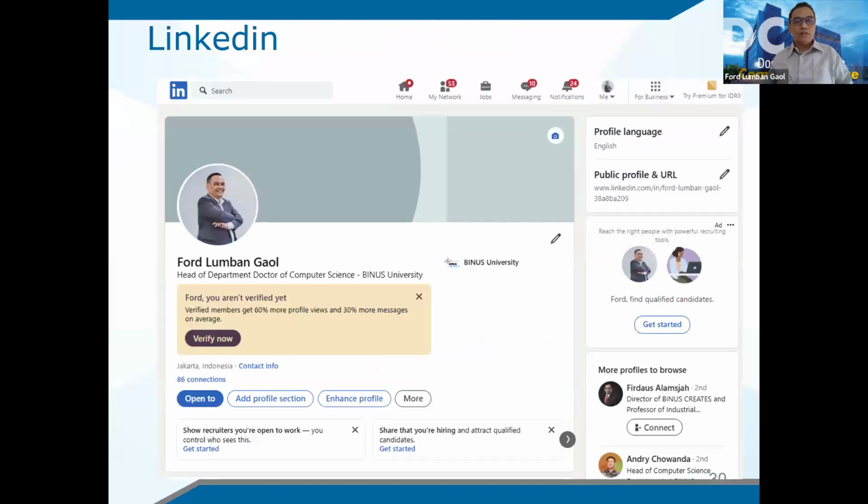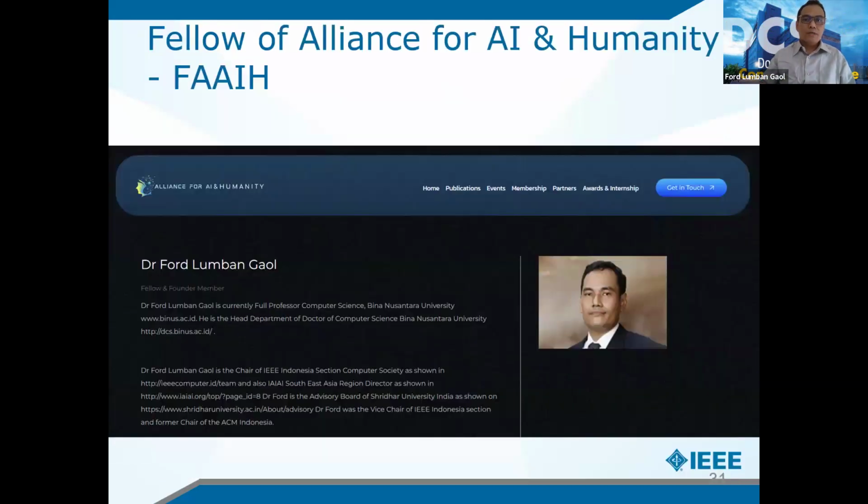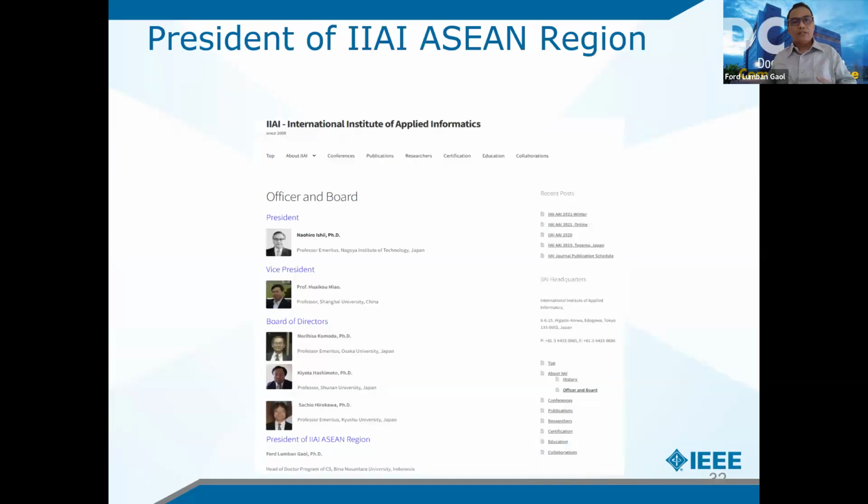This is important as well, about your position. Yeah, this is important as well, and increasing your community. Nowadays, for instance, currently I am a fellow of the Alliance for AI and Humanity. This is important as well for you to get kind of branding of your own personality as a member. And nowadays I have become president of the ASEAN region as well. This is one example here.